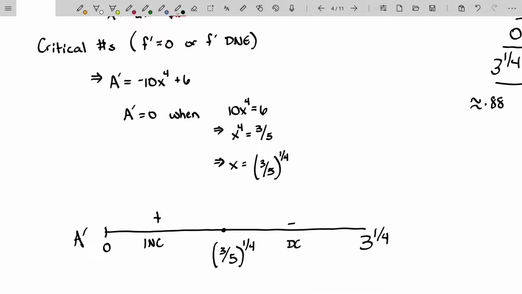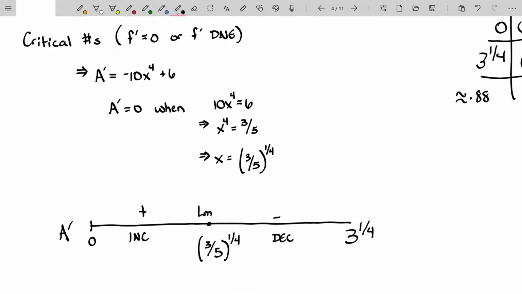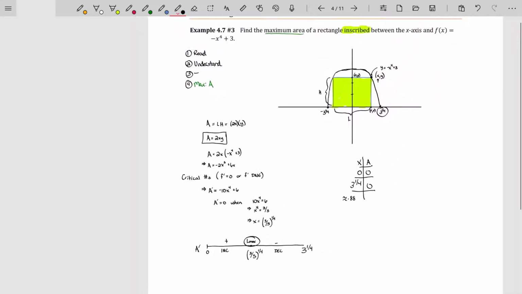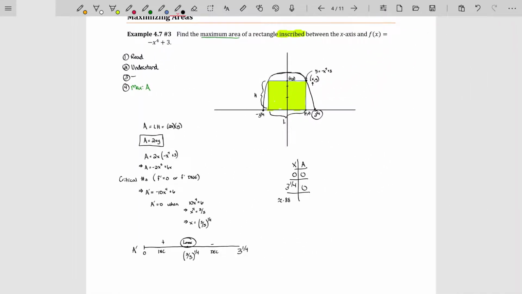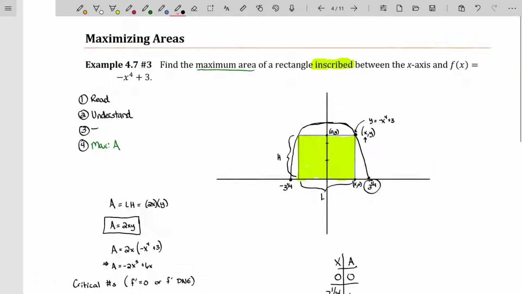So your function's decreasing. So you did find the local max, and in this case, because it is the only maximum on this curve on the interval, it's the absolute max. So we have found where our curve gets an absolute maximum, and our curve is the area curve. So the area is maximized when x is equal to 3/5 to the 1/4 power.